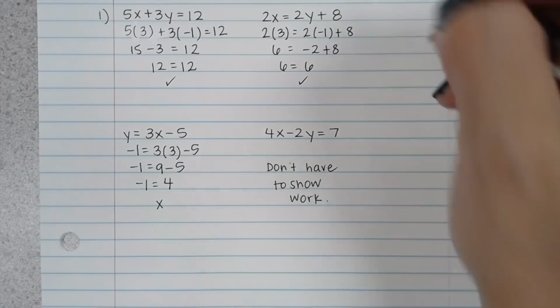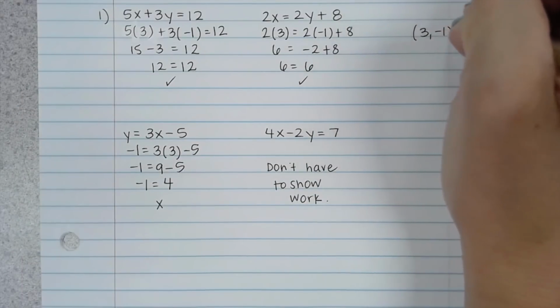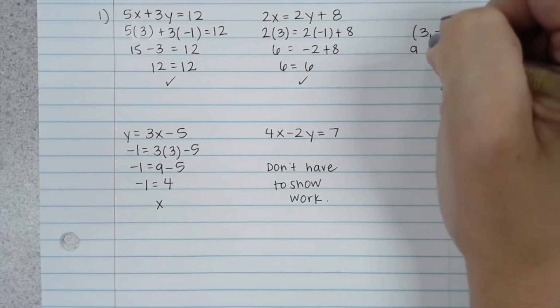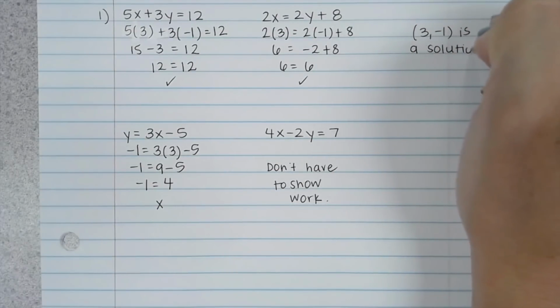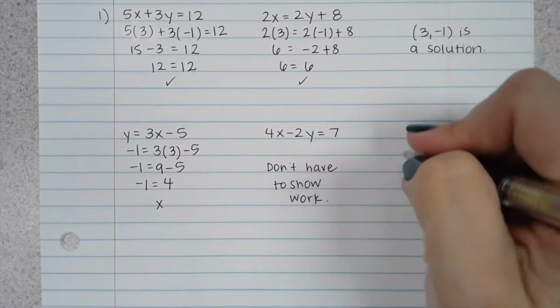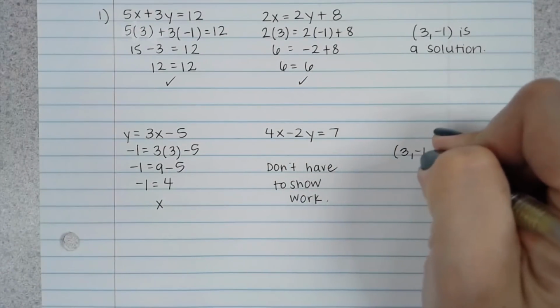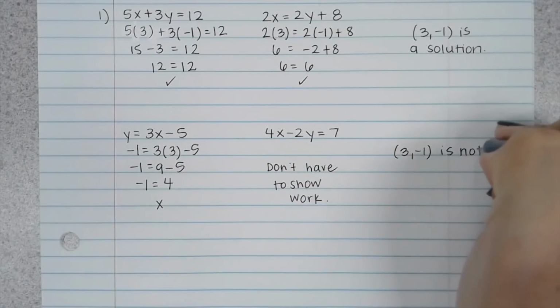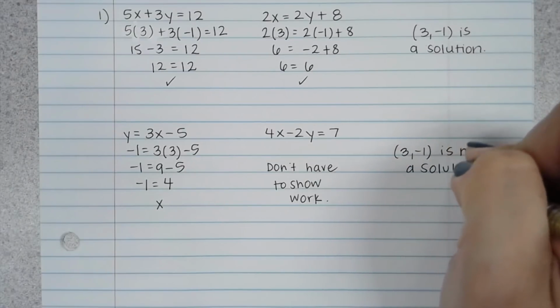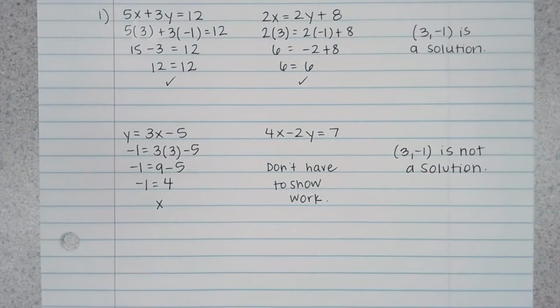The answer to the question is no. It means that the point 3, -1 is the solution for this system of equations, and it means down here that 3, -1 is not a solution for the second system of equations.